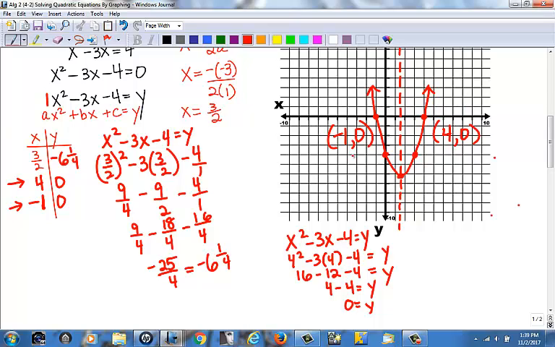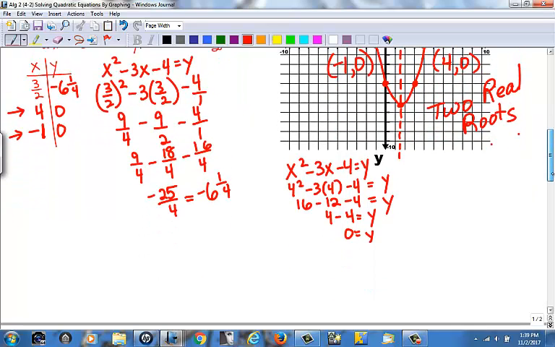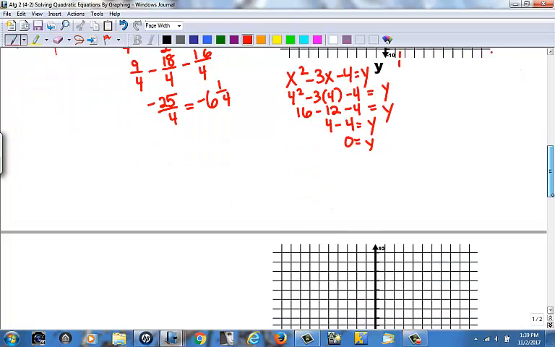Okay, and if they asked you, they didn't really say on this one, but it's 2 real roots. Sometimes they call those roots, sometimes they call them zeros. Sometimes on the calculators they call them zeros. Okay, any questions on that one before we go on? Okay, another one. Let's try another one.